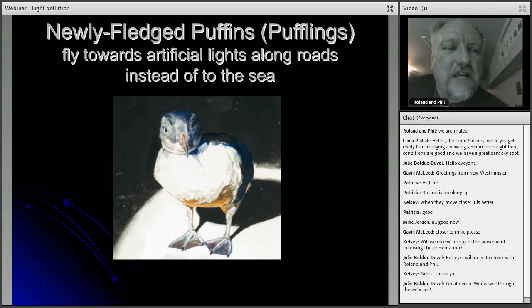Back to birds, we actually have this problem here in Canada. This is a puffin, and newly-fledged puffins, known as pufflings, will fly towards artificial lights along roadways instead of off to the sea, which is what nature intended. They, again, are looking for that glint of light off the water, and typically they're looking for moonlight. But if there's artificial roadway lighting, they will get lost and head in the wrong direction.